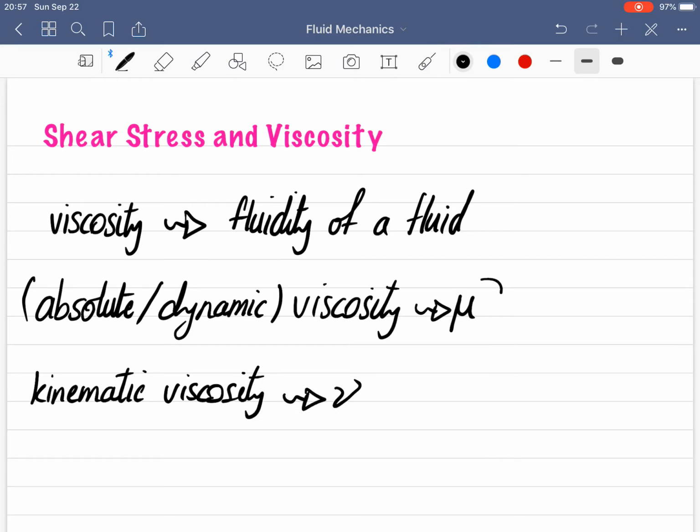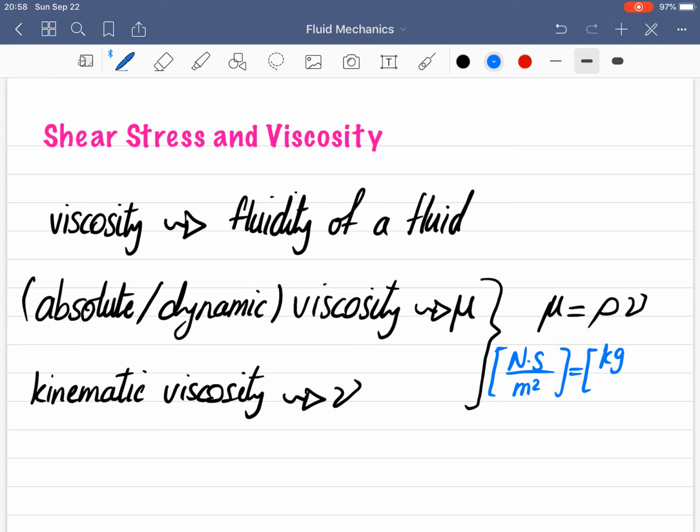And the relation between these two viscosities is that mu is rho times nu, where rho is the density of the fluid. Mu has a dimension of Newton times second over square meter. Density has a dimension of kilogram over cubic meter. And nu, or kinematic viscosity, has a dimension of square meter over second.